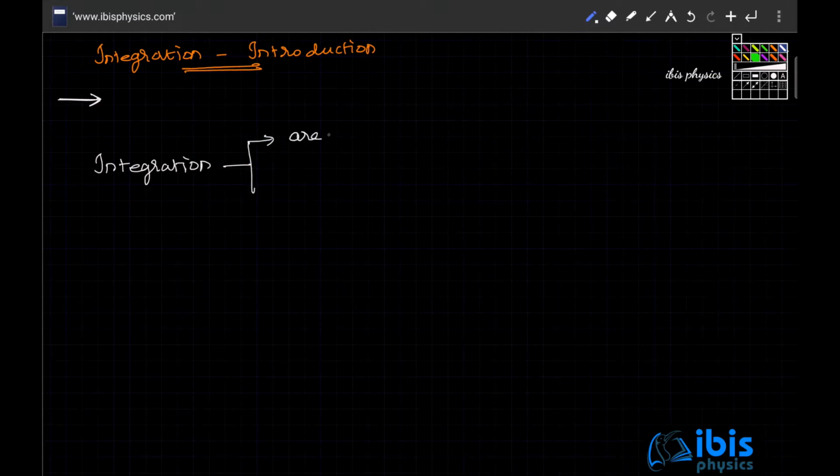Integration: one is about area under a curve, and the other is antiderivative. Derivative of a function means differentiation of a function; antiderivative means integration. So in this aspect, I'm going to define integration, because area under the curve, you will do extensively in your mathematics part. Anyway, we will start with area under a curve.